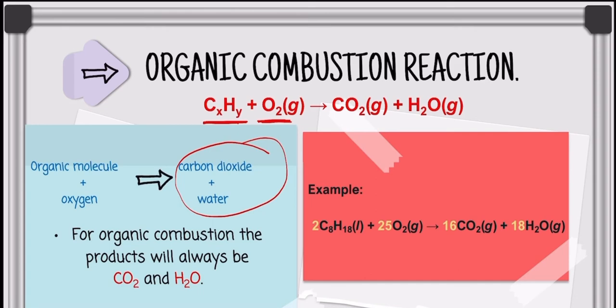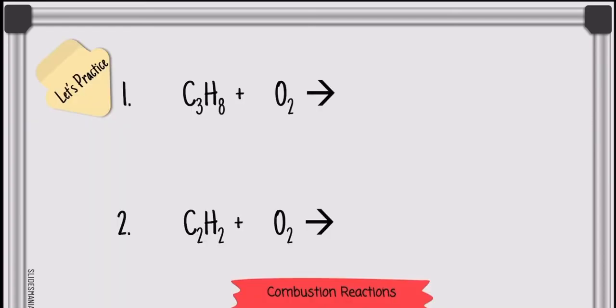Here's an example of a balanced combustion reaction. C8H18 is a large molecule. It exists in liquid form at room temperature. 2 moles of it are shown to react with 25 moles of oxygen gas, producing 16 moles of carbon dioxide and 18 moles of water vapor. When predicting the products for organic combustion reactions, carbon dioxide and water can always be listed as the products.